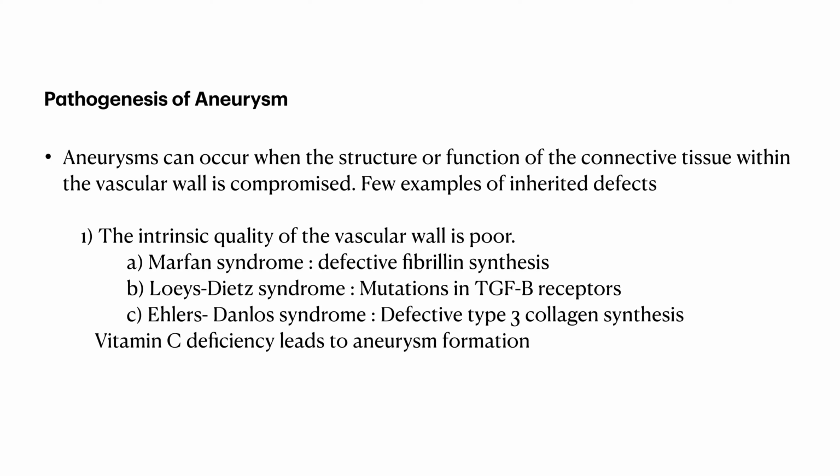Now, the nutritional basis for aneurysm formation. Vitamin C deficiency leads to aneurysm formation, which is an example of a nutritional basis for aneurysm formation. Vitamin C is essential for the hydroxylation of collagen, and this hydroxylation of collagen determines its stability and strength. As you can see, vitamin C regulates the hydroxylation. The deficiency of vitamin C, as occurs in scurvy, can lead to defective collagen and hence form aneurysms.